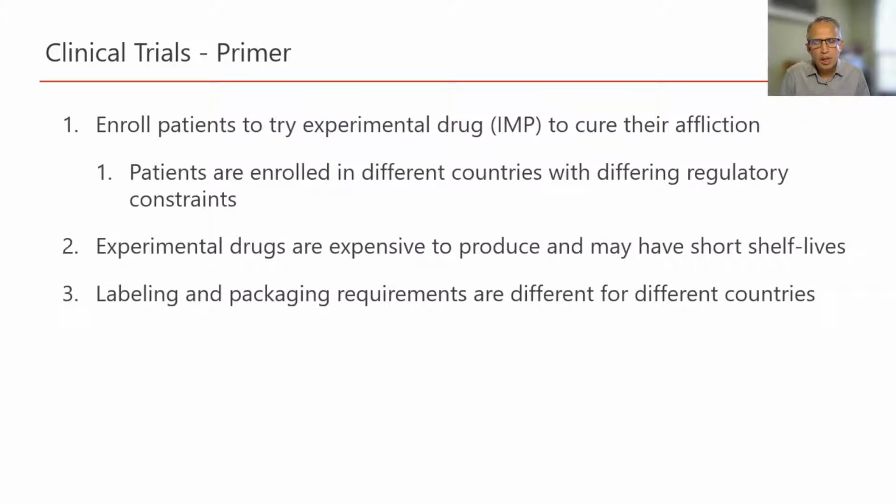Point number two, IMPs are expensive and more time consuming to produce because they have not undergone the rigorous process engineering to be mass produced. And number three, clinical trials can simultaneously take place in many countries, and therefore labeling and packaging requirements are different. Different countries have different language requirements at the minimum, and other requirements dictated by local regulatory bodies.